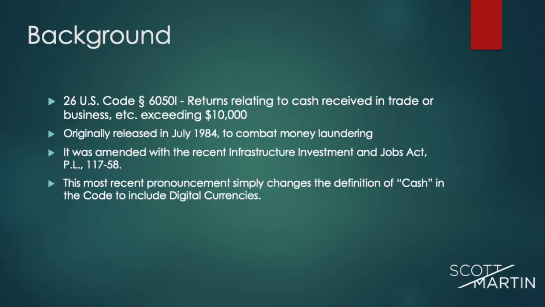26 U.S. Code Section 6050I relates to reporting of cash received in trade or business exceeding $10,000. It was originally released in July of 1984 as a way of combating money laundering. So it's about 40 years old.